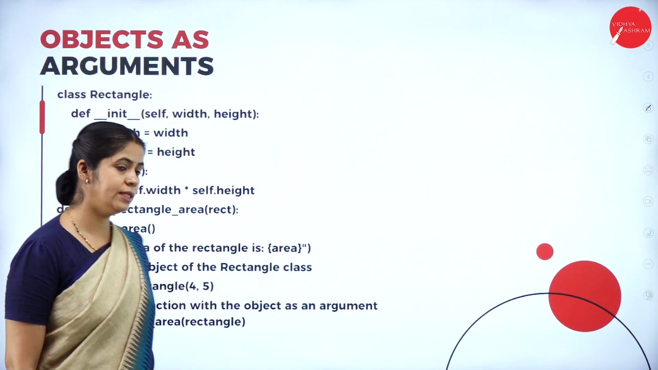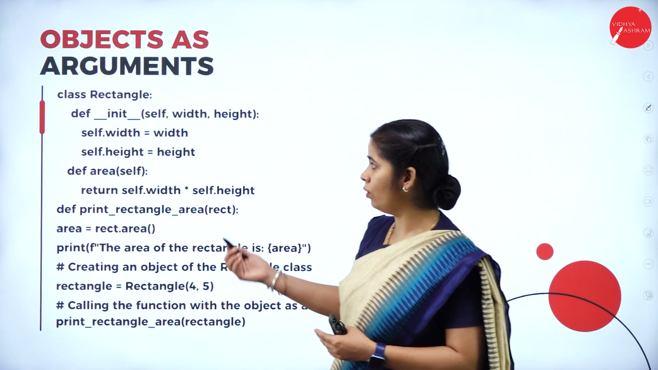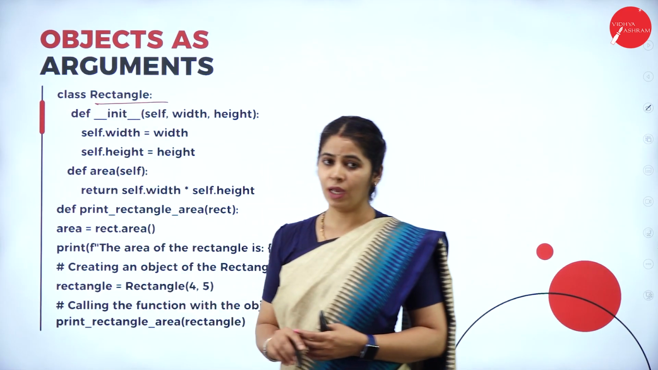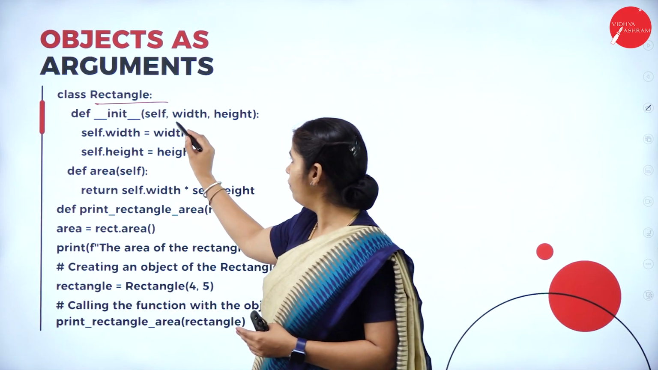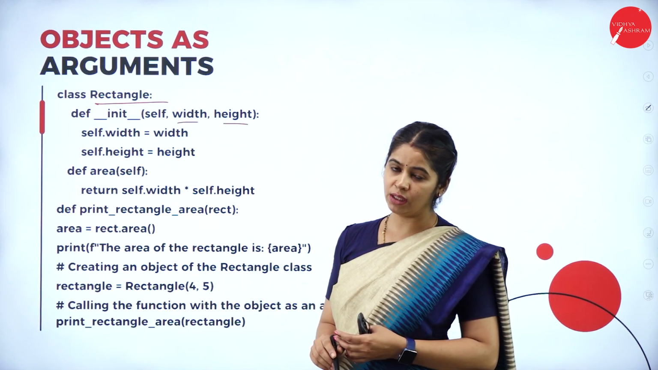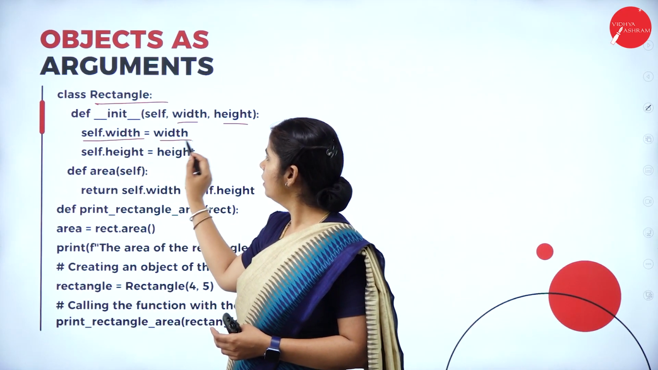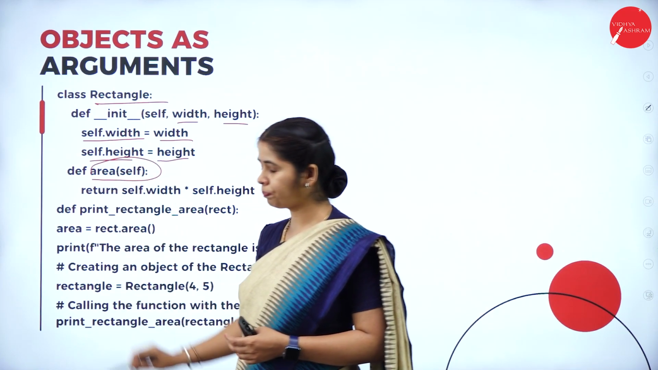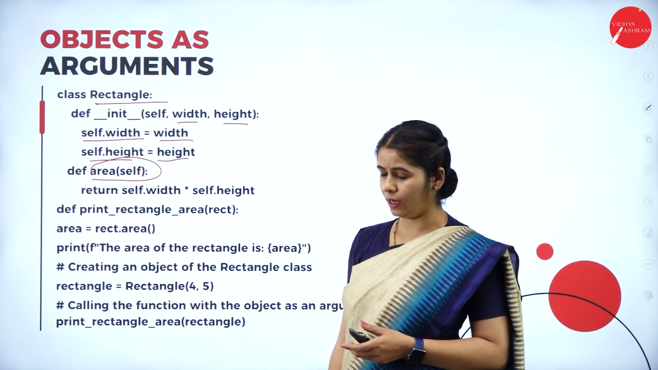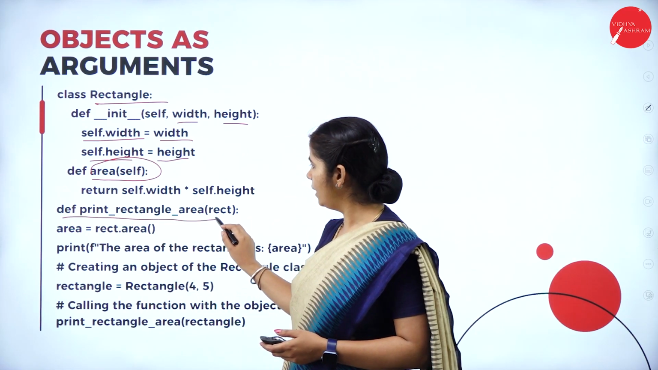Let us see the example of how to pass an object as a parameter. We are taking the same example of the Rectangle class. We have created one class, Rectangle, where we have width and height as parameters apart from the default parameter self. We are calling self.width and self.height, and calculating the area of the rectangle.